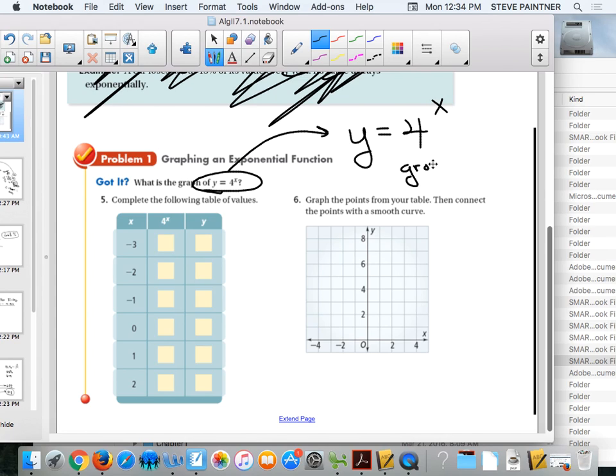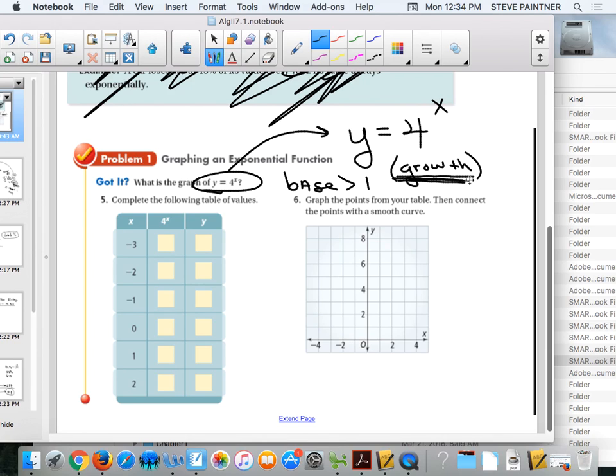You're right, it is growth, but the only reason it's growth is because of the base. What's the base? The base is 4. If the base is greater than 1, you have growth. Your base is 4. A base bigger than 1, you're going to grow.